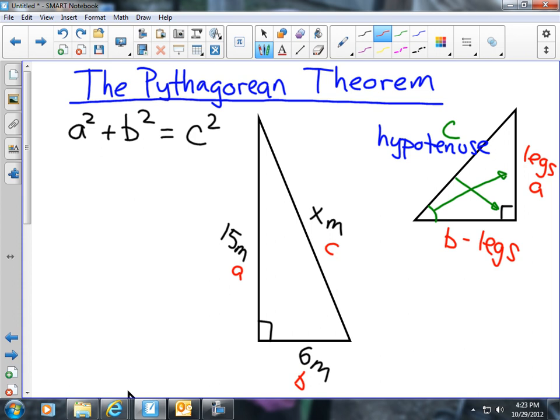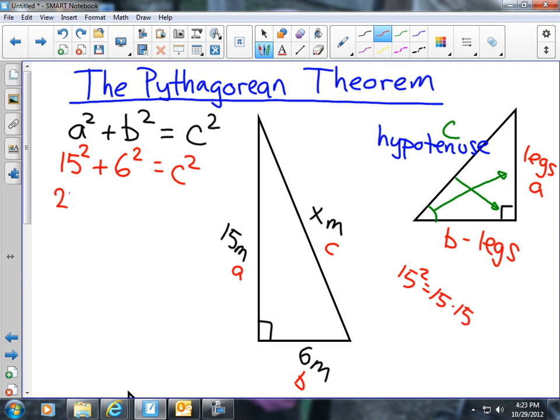So where I see A, I'm going to make it 15 squared, because A is 15, and then you square it, plus B, which is 6 squared. And c squared, we don't know what c is, so we're going to just write it as c squared. Now, if you have your calculator, you're more than welcome to square your 15. 15 squared is the same thing as 15 times 15, which is 225.